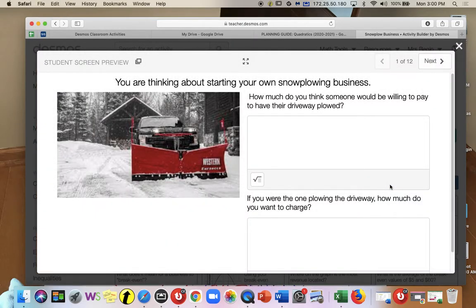So here's the problem. You're thinking about starting your own snowplowing business. How much do you think someone would be willing to pay to have their driveway plowed? If you were the one plowing the driveway, how much would you want to charge each person to plow the driveway? So you can go ahead and answer that.